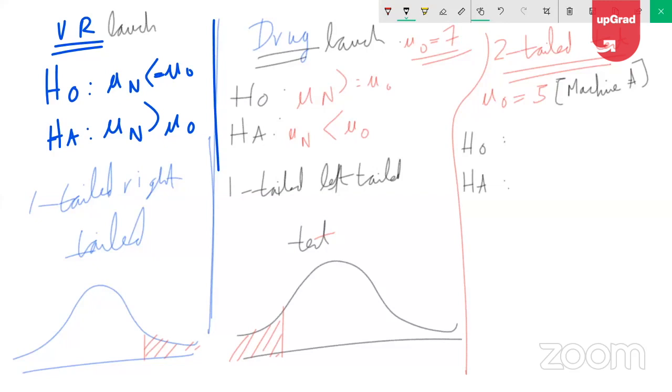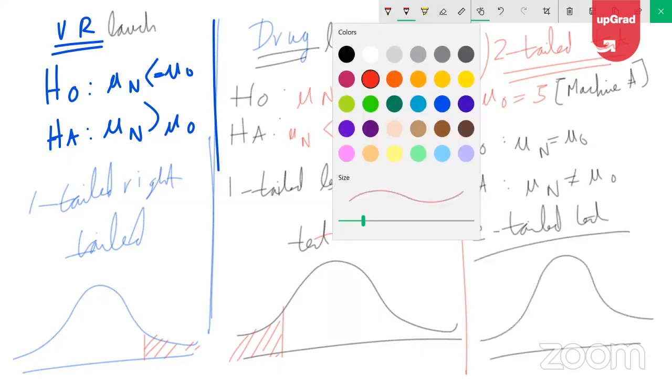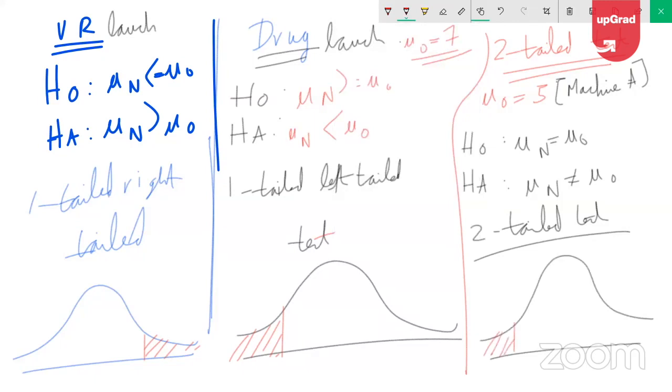So here the hypothesis testing conditions are slightly different. This is how you do it. All right. Center point is, exactly, center point is 5.